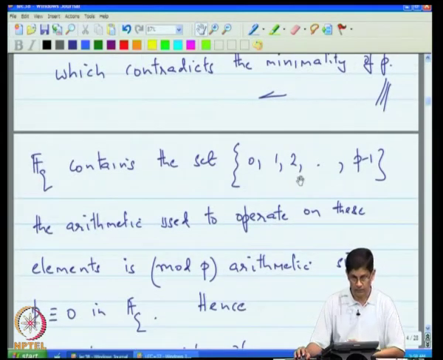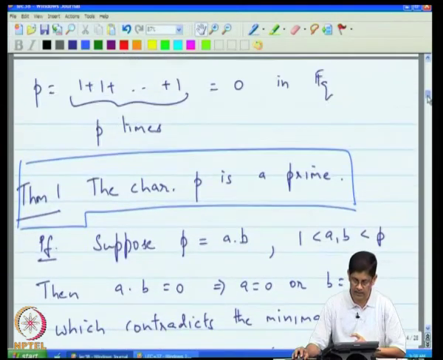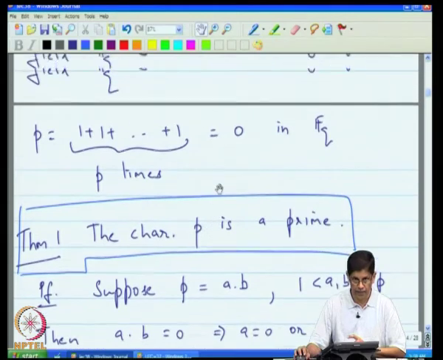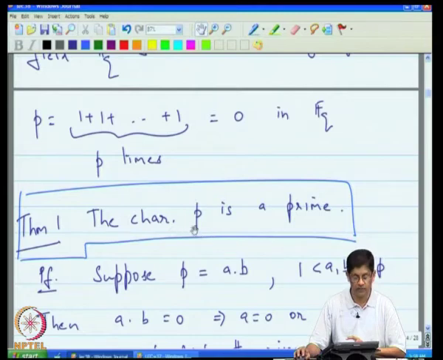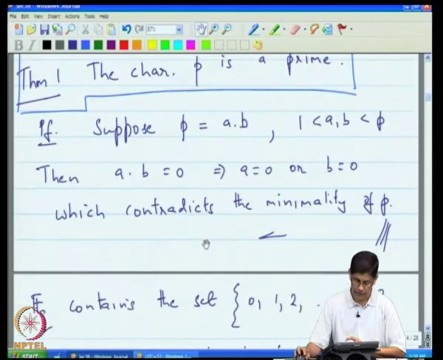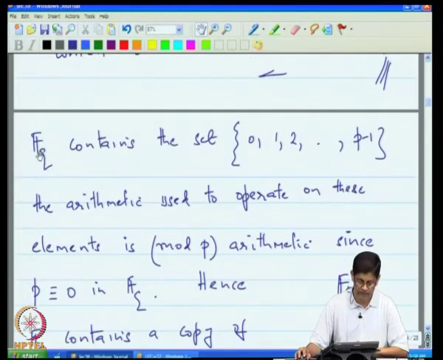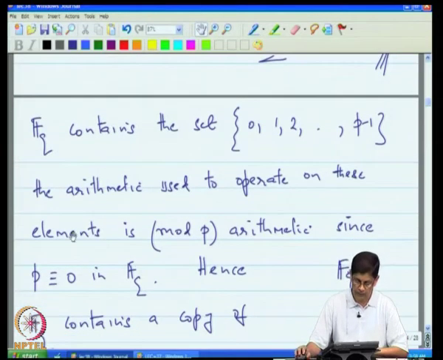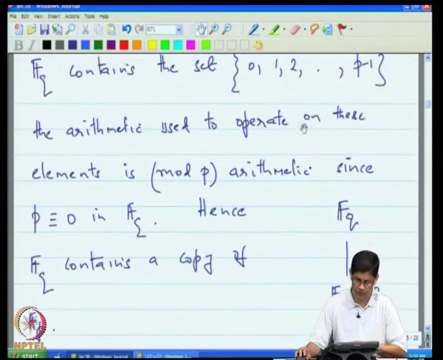So that was our first observation. To summarize, what we have seen is that there is a unique prime associated to a finite field of q elements, and that prime is called its characteristic. Now we are going to explore that a little bit further. We say F_q therefore contains 0, 1, 2 all the way up to p minus 1, and we know that p is 0. So here is F_q and here are these elements which are a subset of F_q.